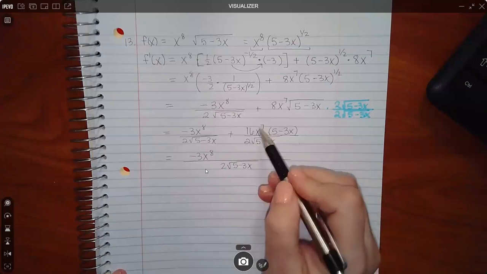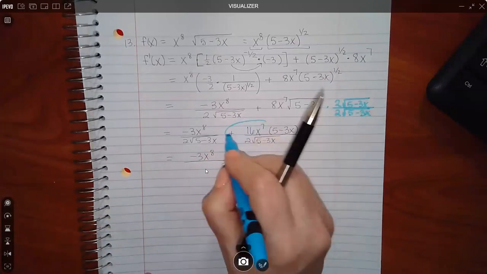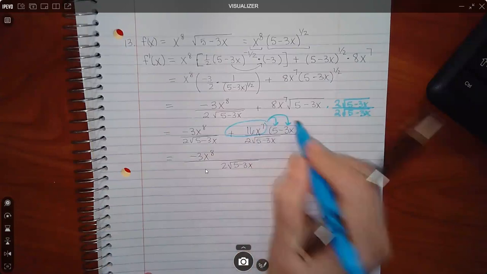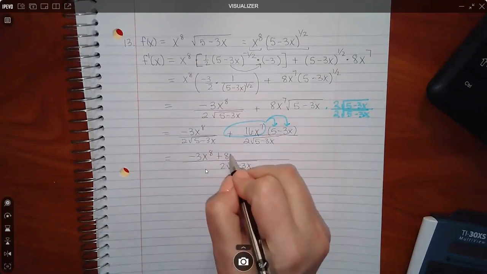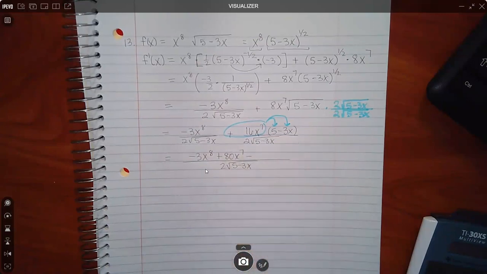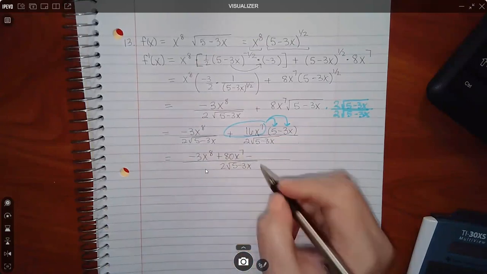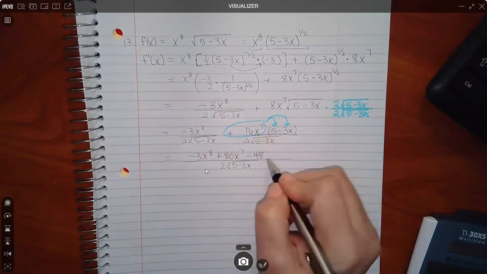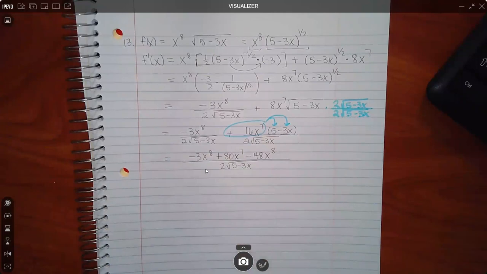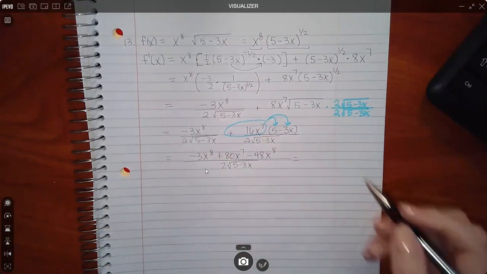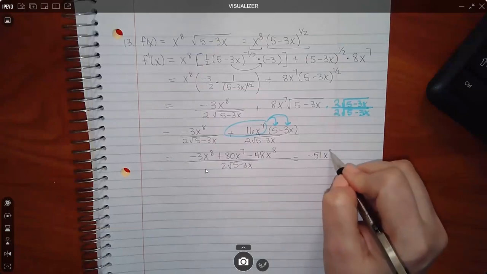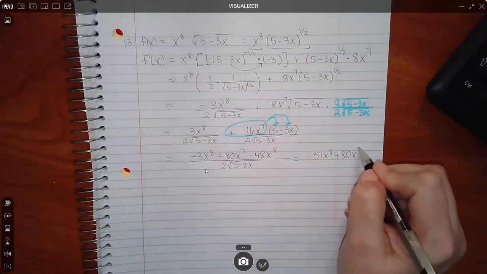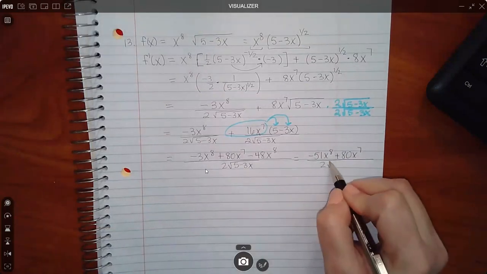And then I'm going to go ahead and distribute this positive 16x to the 7th to both of these guys. 16 times 5 is 80 minus 16 times 3, I think, is 48. Yep. But x to the 7 times x will give me x to the 8. So I get negative 51x to the 8th plus 80x to the 7th over this denominator.